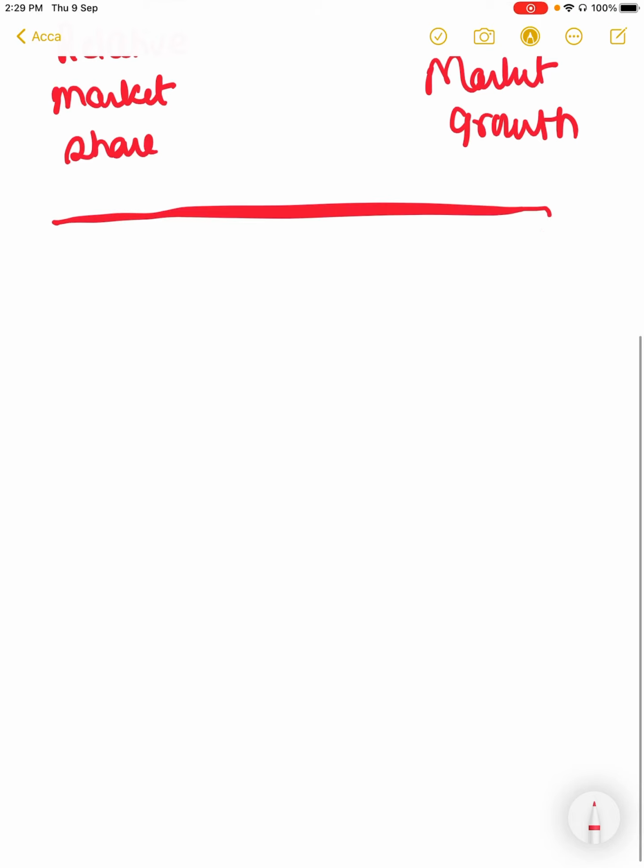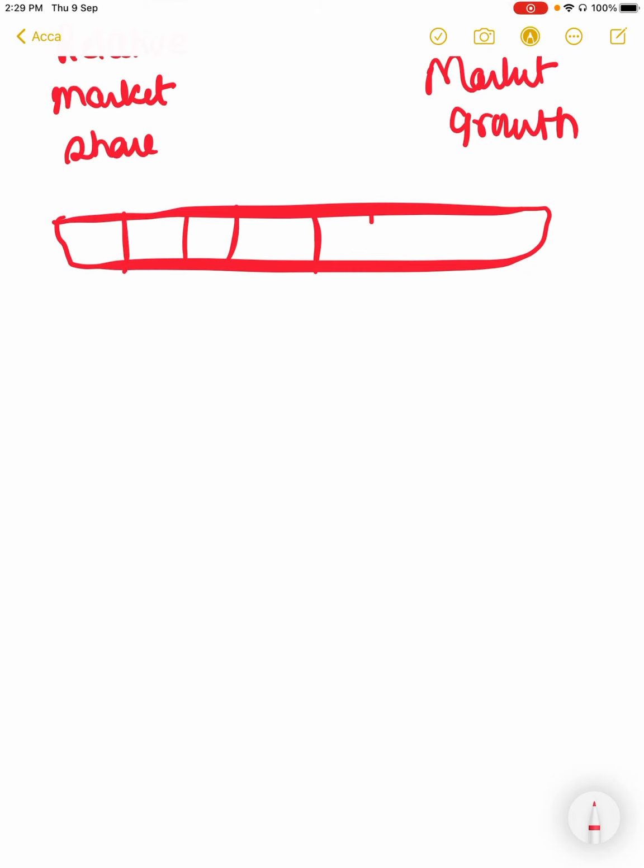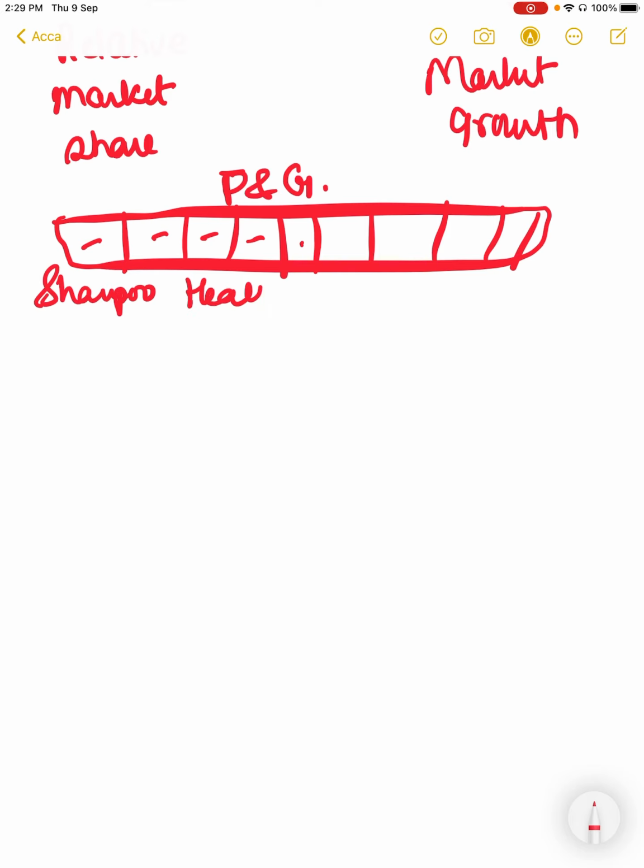Basically, it is used in types of businesses which are divided into many services or products. Suppose I'm saying the name of P&G, Procter and Gamble. So they are having many products. They are having shampoo, health drink, etc. So if they want to see which product is giving them profit and whether any profit is being given or not, they can use BCG Matrix.